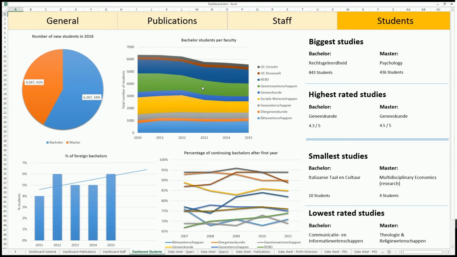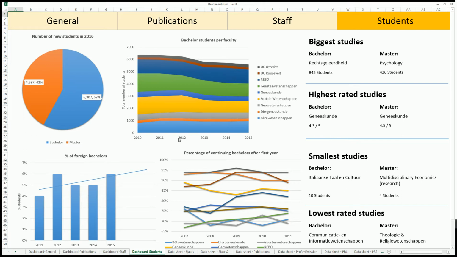However, as we can see to the right there, the amount of bachelor students has been slowly decreasing over the year. This is not bad per se, as long as the quality of the university remains the same or even increases. However, some faculties like social sciences are slowing down in their growth and even decreasing. And also faculties like Rebo are decreasing.